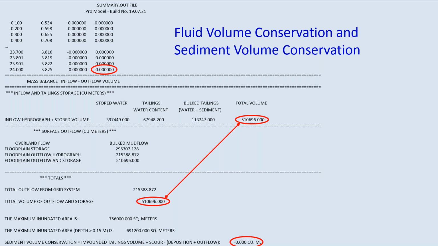I do emphasize again that Flow 2D conserves volume. The summary.out file reports on volume conservation. In this particular simulation here, we have stored water, tailings water content, we have bulk tailings water plus sediment, and then total volume.